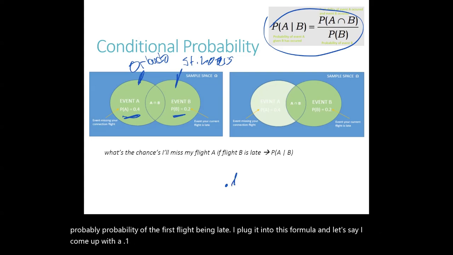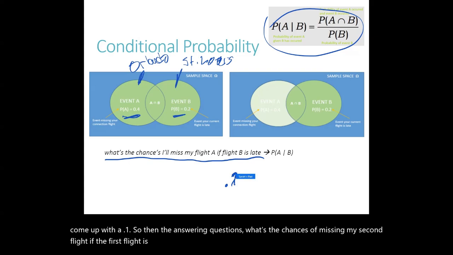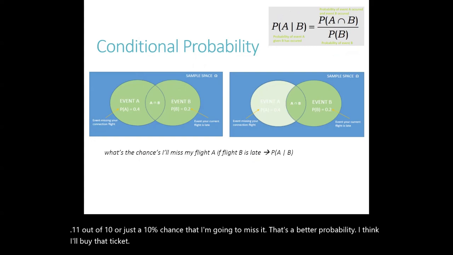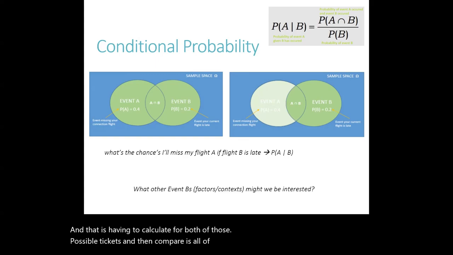So then the answer to my question, what's the chances of missing my second flight if the first flight is late? Well, in my second ticket, the chances is 0.1, 1 out of 10, or just a 10% chance that I'm going to miss it. That's a better probability. I think I'll buy that ticket. And that is having to calculate for both of those possible tickets and then compare is all of what you did to make a good choice.